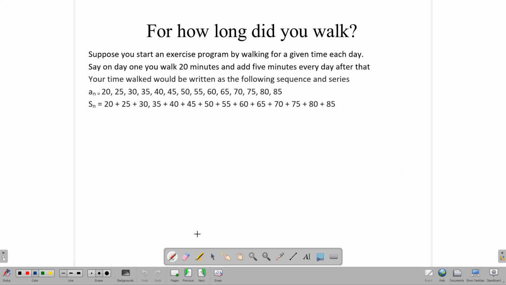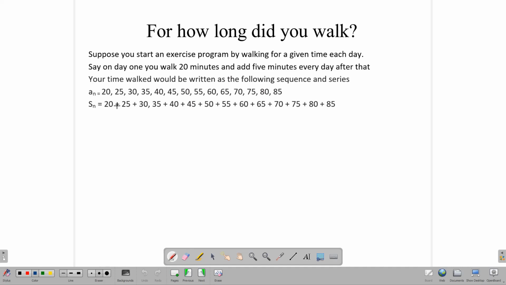Let's begin with that question that we had before, where we start an exercise program and we run it for 2 weeks, starting by walking 20 minutes on the first day and adding 5 minutes every day after that. The time walked can be written as a sequence such as an equals 20, 25, 30, going up all the way to 85.